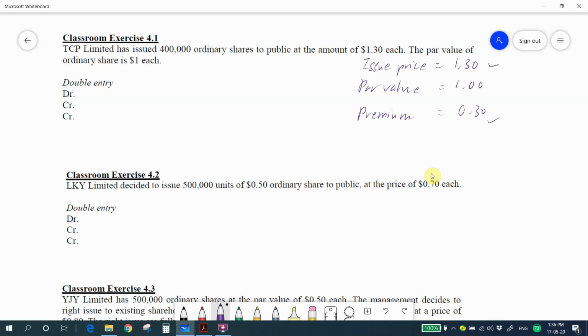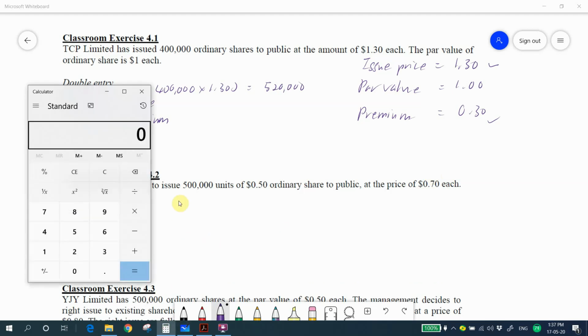So now we have to record this transaction. First, debit will be the bank account to record the amount received. Next, we will credit the ordinary share capital account. Next one, we credit share premium. So how much for debit? We use 400,000 times 1.3. We get 520,000.